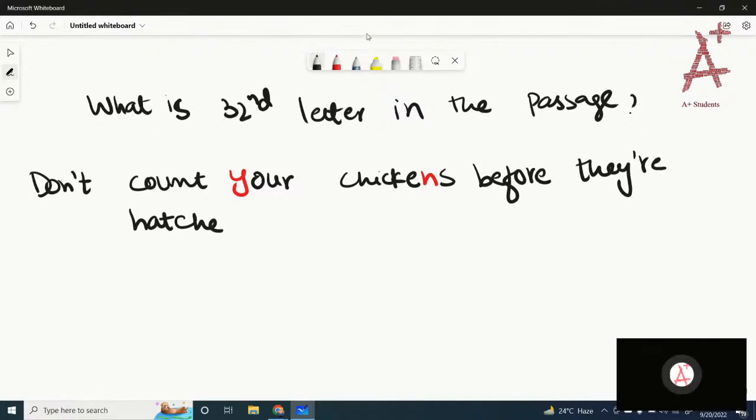Okay, that's the passage: Don't count your chickens before they are hatched. So you are given a hint: every 10th letter is red. That means the letters at the 10th position are red. You have to count the 32nd letter.